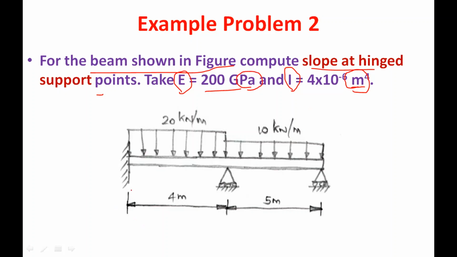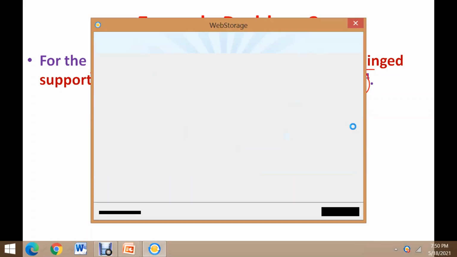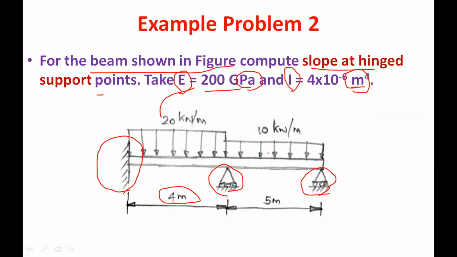And if you see the given beam, the left end is a fixed end. There are two roller supports. So this is a propped cantilever beam, and in this beam, for the first part of 4 meter length, a UDL is acting, a uniformly distributed load of 20 kilonewton per meter load intensity, and for the second part we have a load intensity of 10 kilonewton per meter acting for the length of 5 meter.